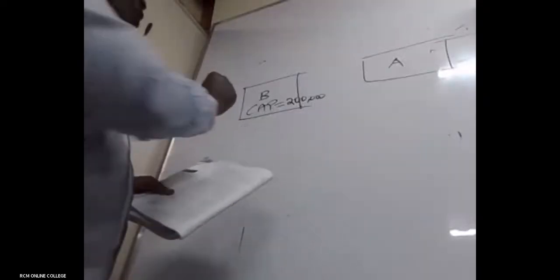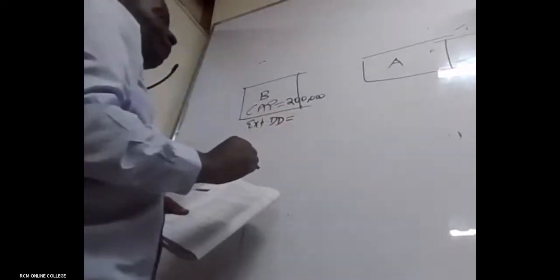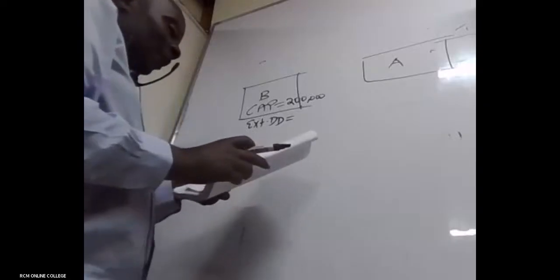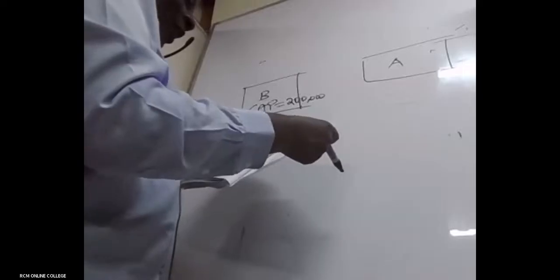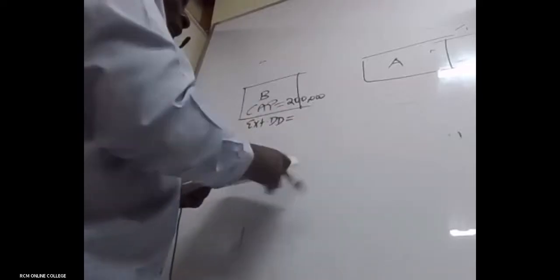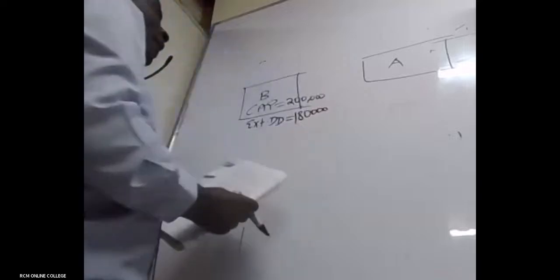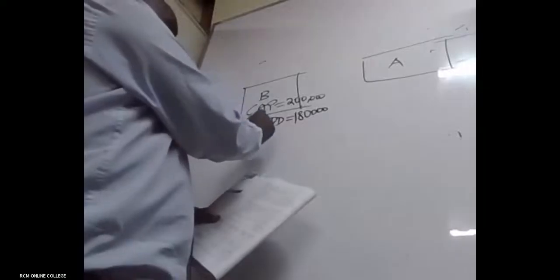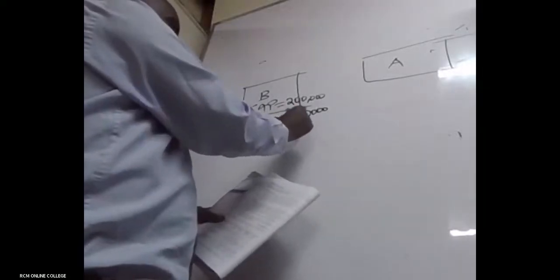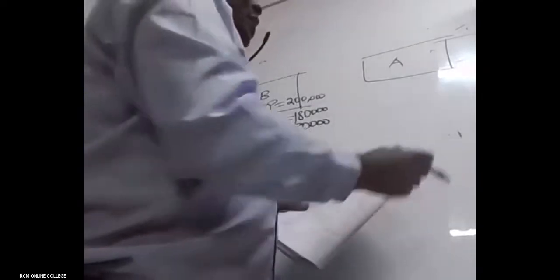So let's do a capacity analysis. We have external demand. External demand ni ngapi? Ilikuwa 180 and 80. So external demand from outside there is 180,000. And then internally, what do we have there? 80,000. And then now we look at A.